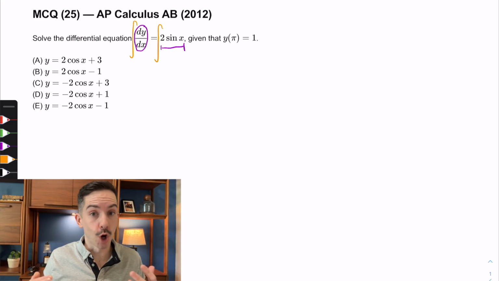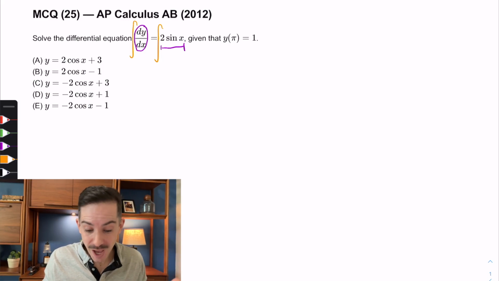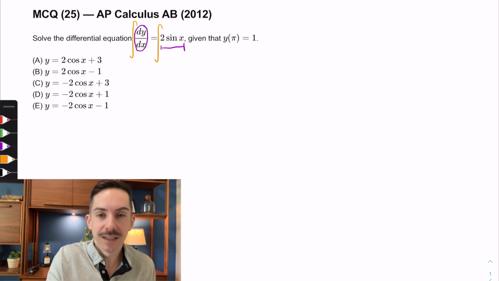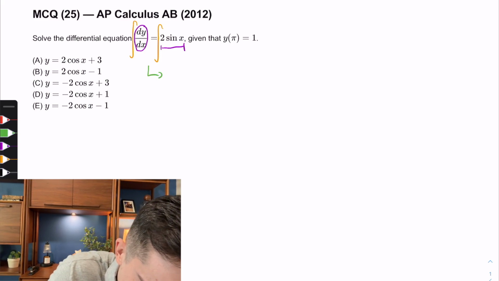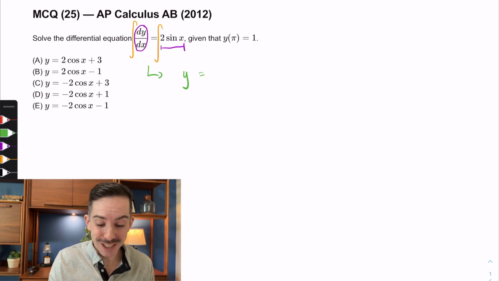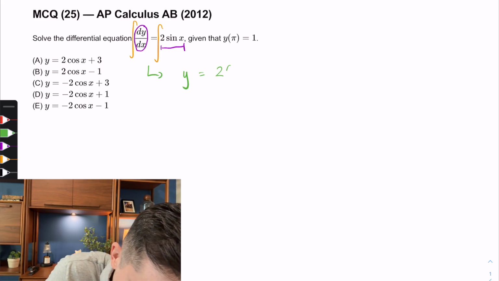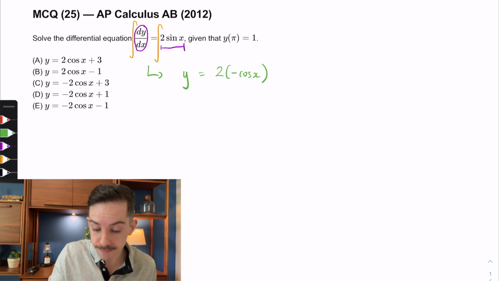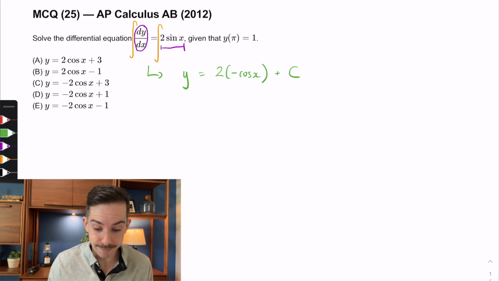There are a lot more complicated differential equations you could be asked about, but this is not one of them. When I integrate that left-hand side, dy by dx, I undo that derivative. I get just plain old y back. On that right-hand side, I really just need to know the integral of sine x. Sine x integrates to minus cosine x. That too is going to hang out the front as a constant coefficient. And then I need to remember my constant of integration, plus c.